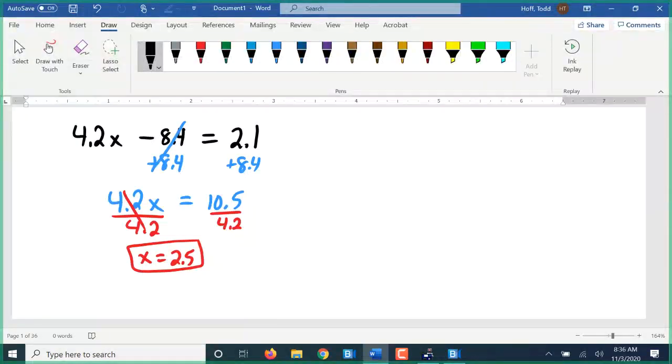So I want you to try one in your notes. 5.8x plus 3.1 equals 17.6. Go ahead and solve that. We'll go over it in about a minute.